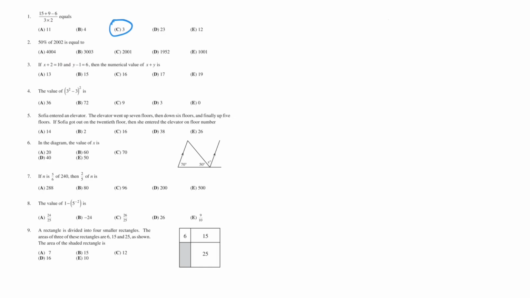Number 2. 50% of 2002 is equal to what? We know that "of" in percentage and fraction problems means multiplication. So 50% of 2002 is 50% times 2002. 50% is 1 over 2, times 2002. So that's 1001. So the answer is E.